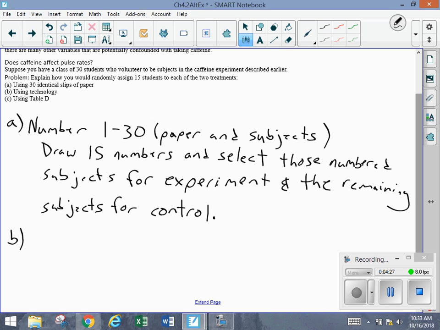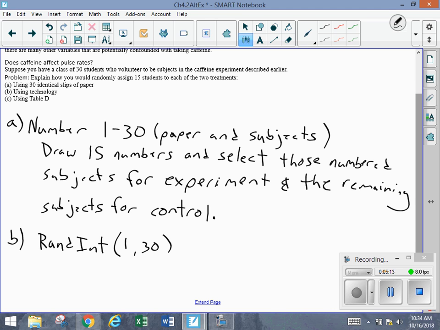Using technology, we're going to use this command, randint, and we would go 1, 30. So in the same way as before, we'll number those subjects 1 through 30, and then we'll use randint 1 through 30. And actually, we could just do this 15 times. Unfortunately, I'd be willing to bet that if you did 15, you're going to wind up with a repeat. So you're going to have to actually do randint 1, 30 until you select 15 individual numbers. So this might not work.